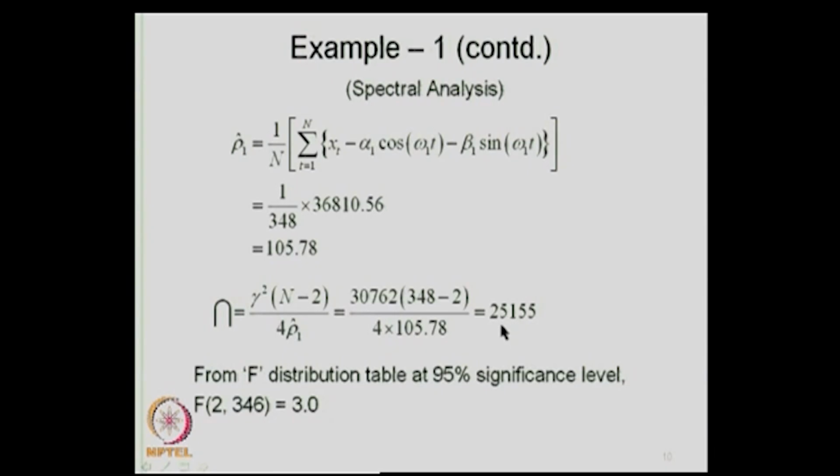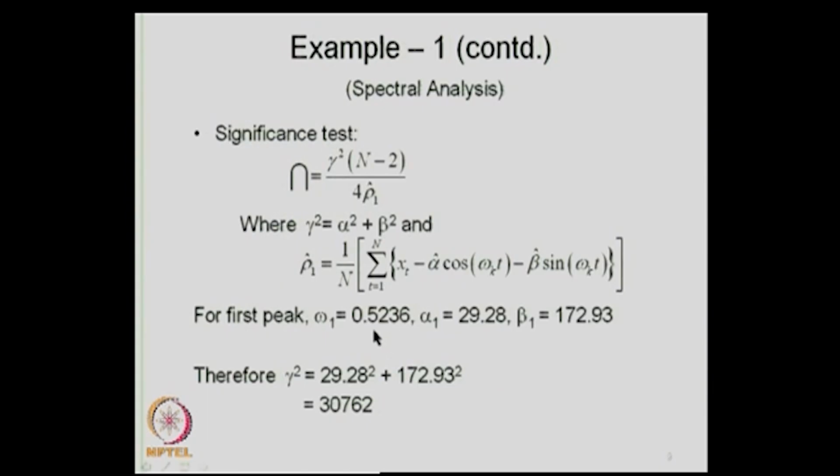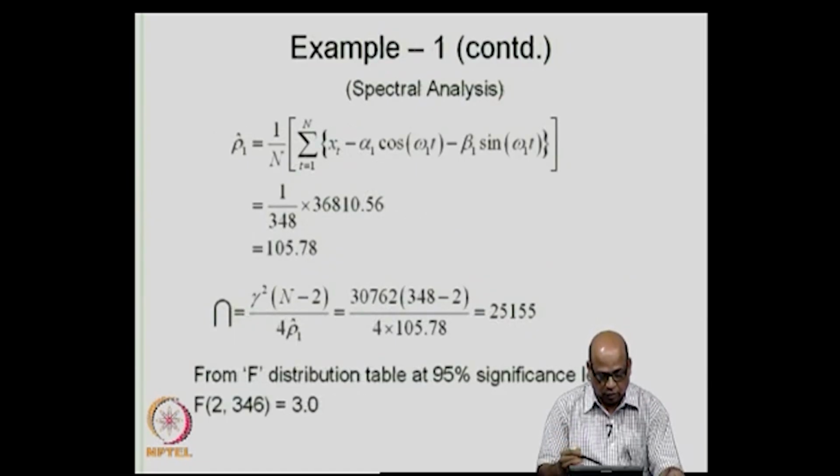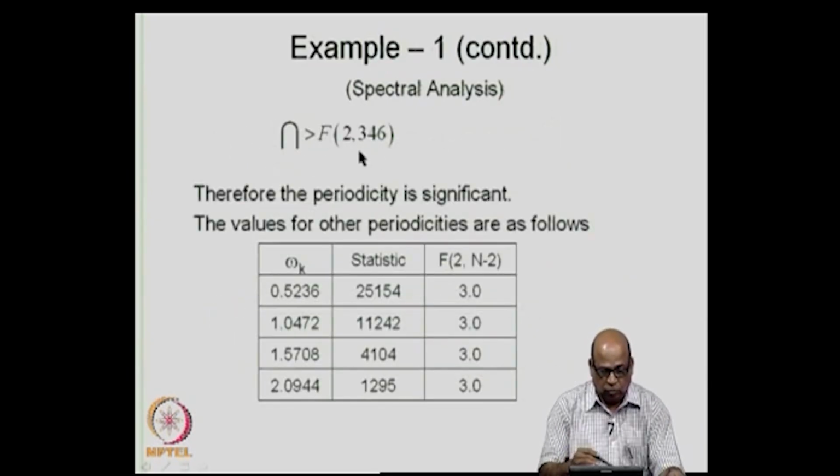So, in this particular case 25,000 is far more than the corresponding F value for 95% significance level, and therefore the periodicity corresponding to your value of omega 1 of 0.5236, which corresponds to a periodicity of 12 months, is in fact statistically significant. So, the periodicity that we have just examined is statistically significant. Similarly, we do it for other periodicities.